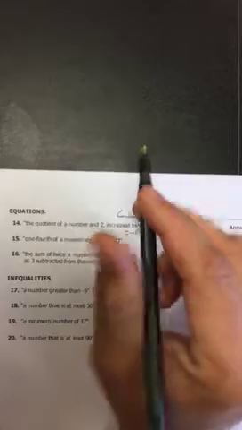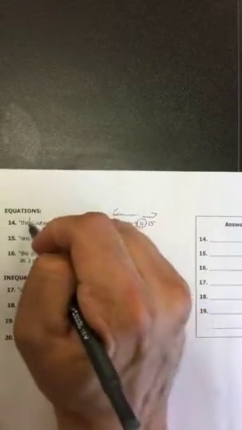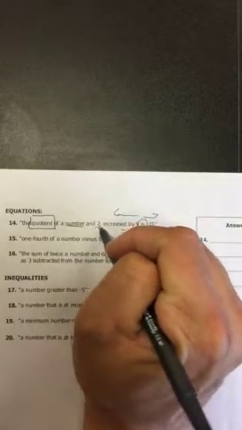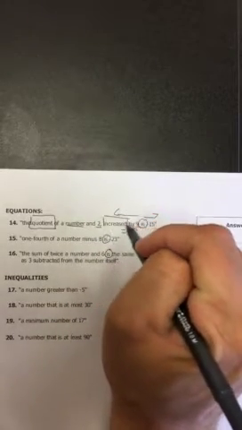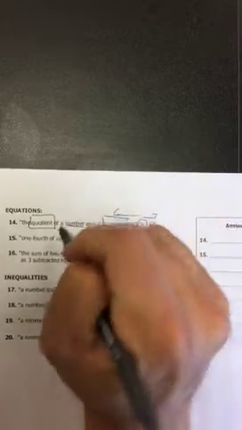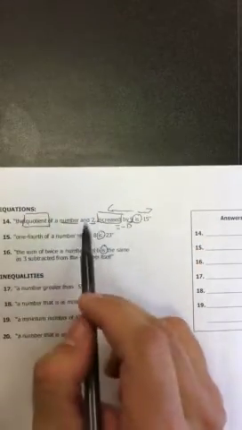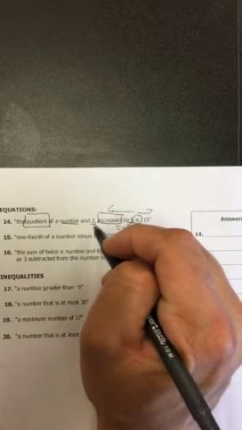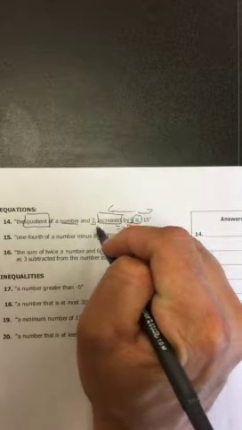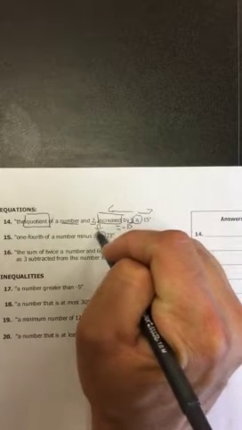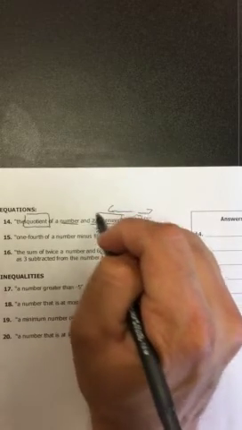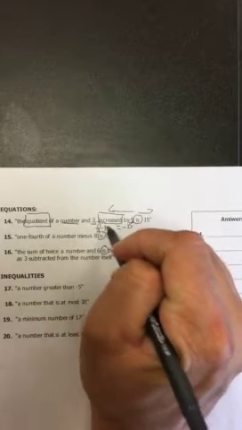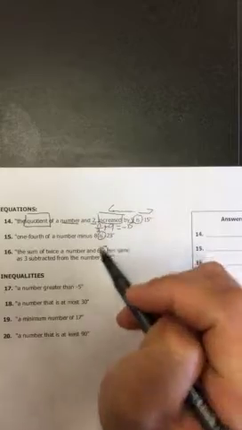Left-hand side of the equation, the quotient of a number and 2 increased by 9. Let's focus on this side of the comma first. The quotient of a number and 2. Quotient is going to mean division. And what are we dividing? We're dividing n, a number, and 2. But then after that we are increasing by 9. Increased means add. We're adding 9. And that would be your expression.